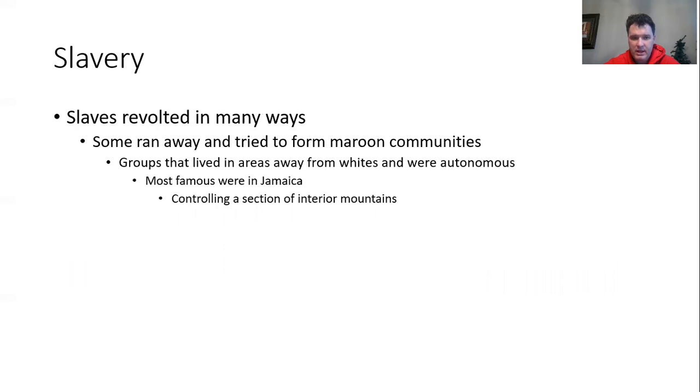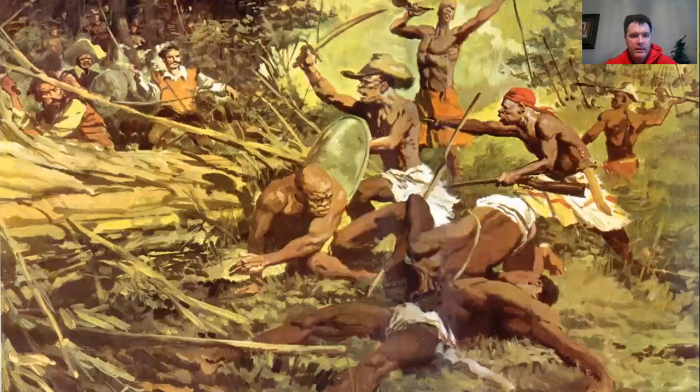Slaves are going to revolt. Some are going to run away. They're going to form little maroon colonies where they would live away from whites or try to get away. Probably the most famous places that's going to happen is, like, Jamaica, which is relatively mountainous in the middle of the islands.